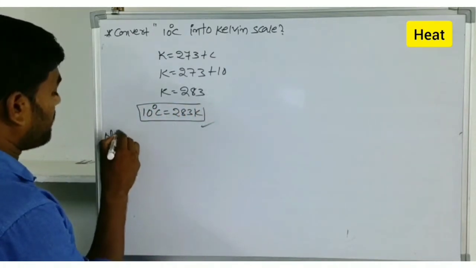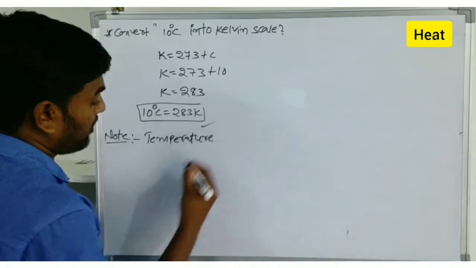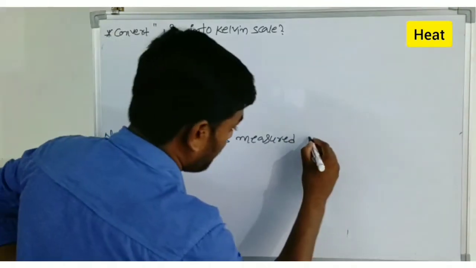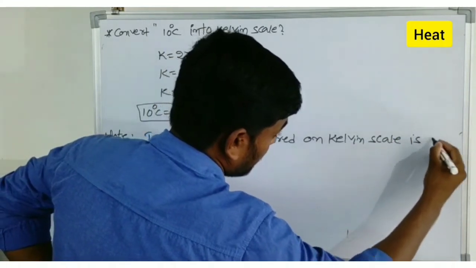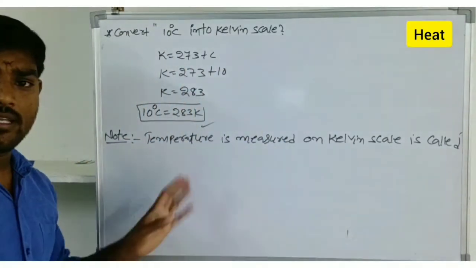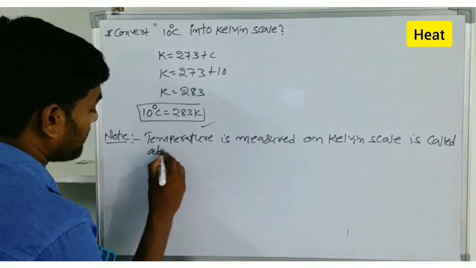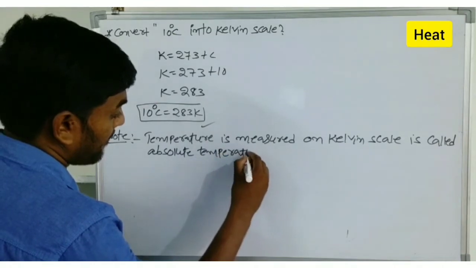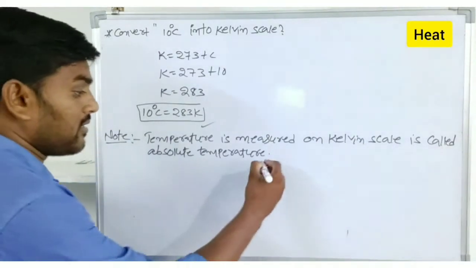So the simple note: temperature measured on the Kelvin scale is called absolute temperature.